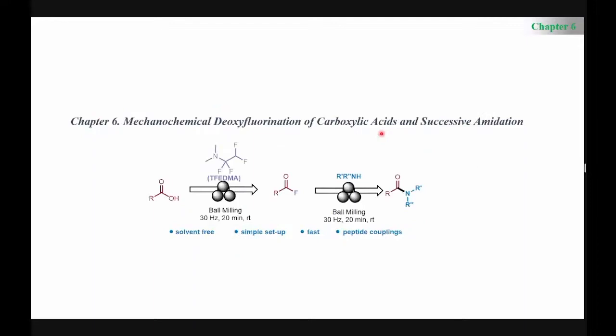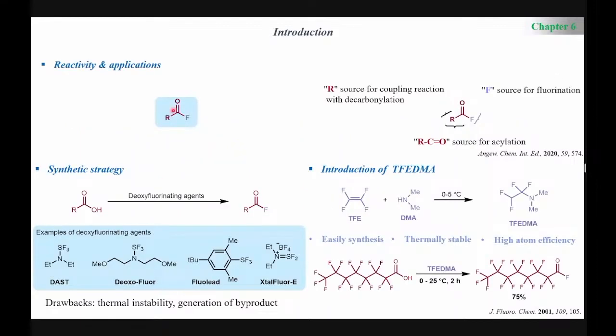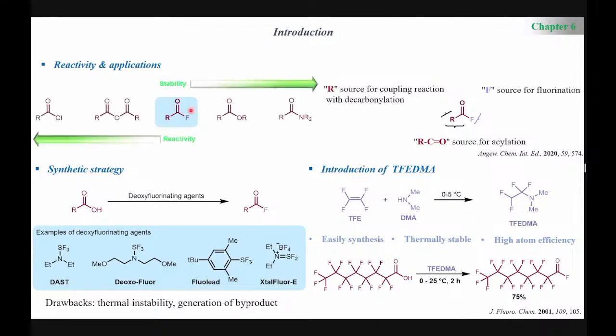Here comes chapter 6. Well, chapter 6 is a totally different reaction, which is about using this mechanical force to synthesize acyl fluorides and then amides. Let's get down to the details. Well, these acyl fluorides are carboxylic acid derivatives that contain a fluorocarbonyl group. And because of the electrostatic stability of the C-F bond, acyl fluorides show both moderate stability and reactivity. And it is because of these unique properties that acyl fluorides can work as R source for coupling reaction, RCO source for acylation, and even fluorine source for fluorination.